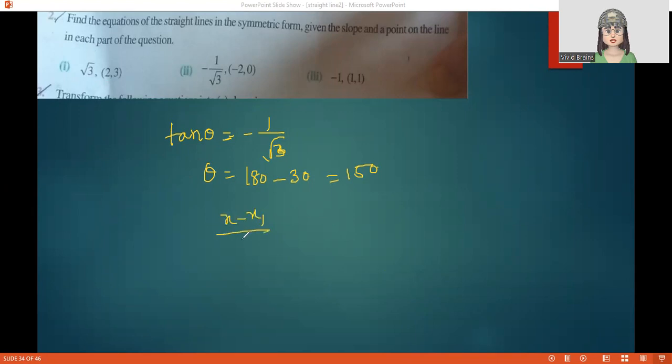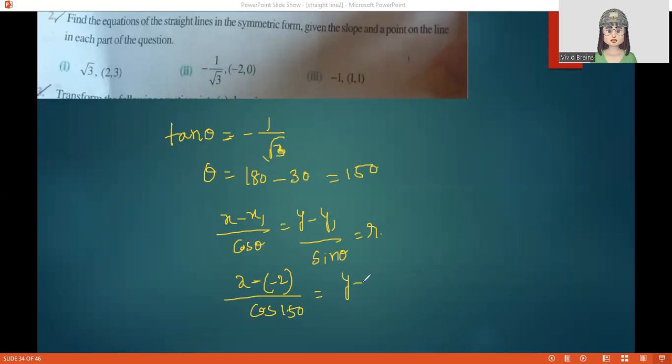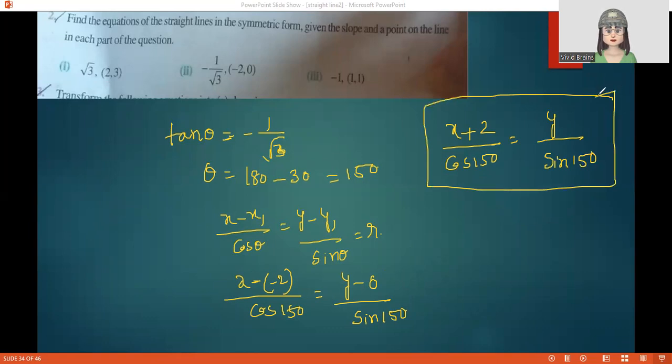(x minus x1) by cos theta is equal to (y minus y1) by sin theta is equal to r. Okay. x minus x1. What is our x1? Our x1 is minus 2. No? So it becomes x minus (minus 2) by cos 150, which is equal to y minus 0 by sin 150. Okay. So what do we get finally? (x plus 2) by cos 150 is equal to y by sin 150. This is our final equation.